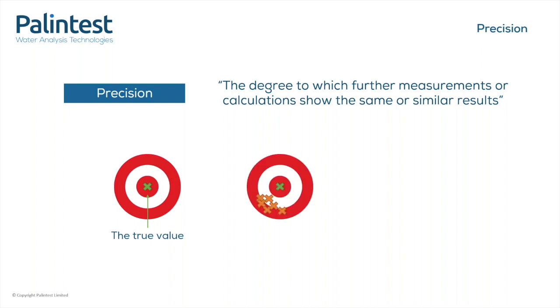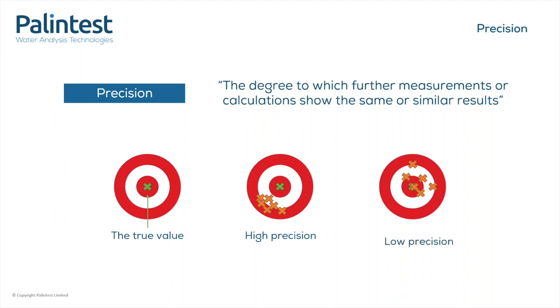So our first example, all the orange crosses are clustered out on the bottom ring. This data shows high precision because it doesn't matter that the data is far away from the green cross, just that all the data points are close to each other. On this next one, the data is quite spread out. See, there are significant gaps between each of the orange crosses, and so this data represents low precision.